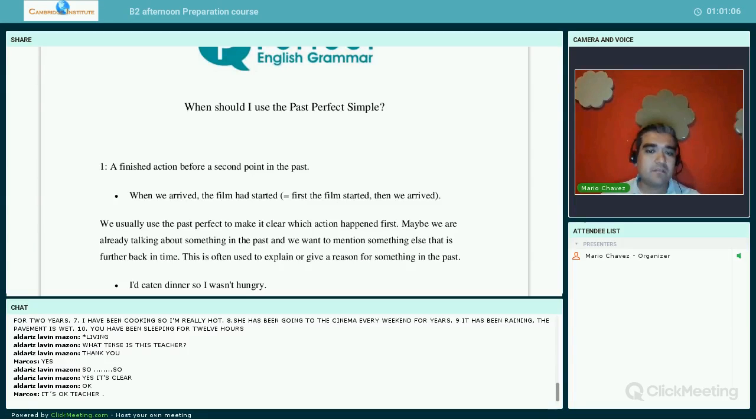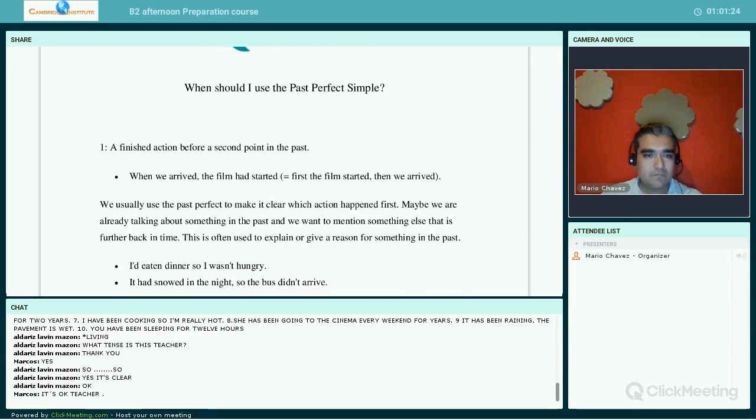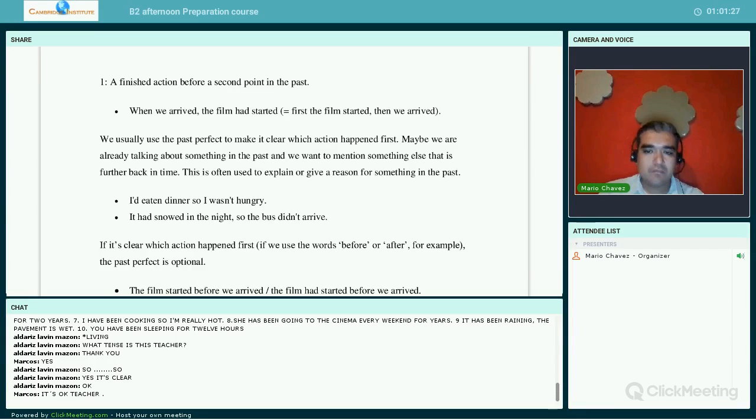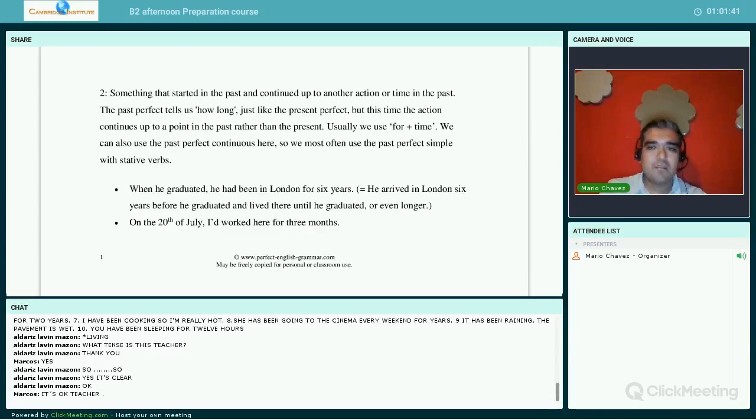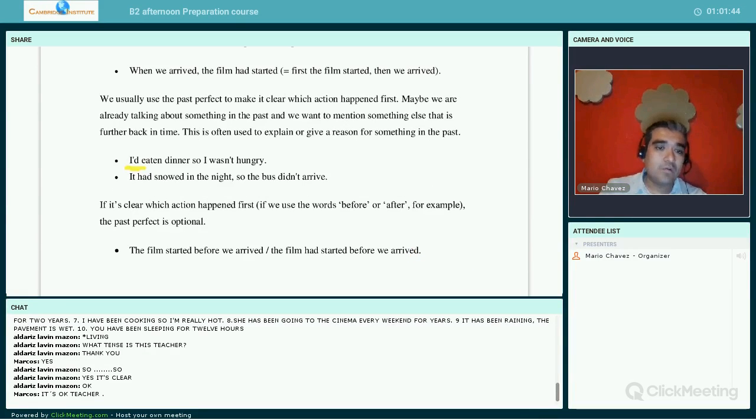We usually use the past perfect to make it clear which action happened first. Maybe we are already talking about something in the past and we want to mention something else that is further back in time. This is often used to explain or give a reason for something in the past. I hadn't had dinner, so I wasn't hungry. As you can see here, we have the contraction of had, which is apostrophe D, the short form. It had snowed in the night, so the bus didn't arrive.